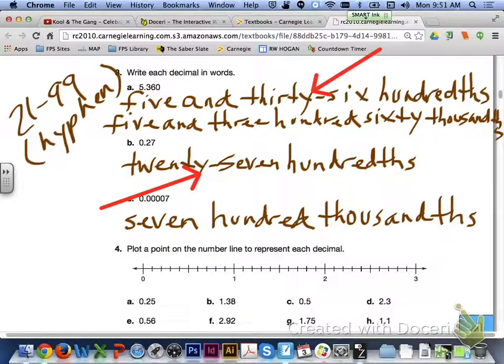Just as a side note, when you are writing decimals out in words, for the numbers 21 through 99, those are going to require hyphens. You can see that I've pointed out the number 36 and the number 27 when they are written out in words, that they do need to have a hyphen, so make sure that you mark that down.